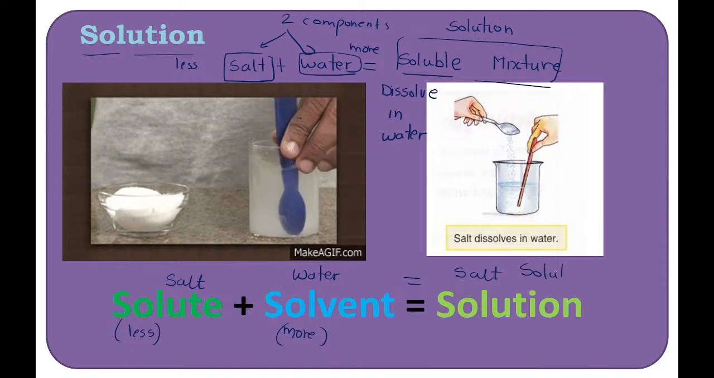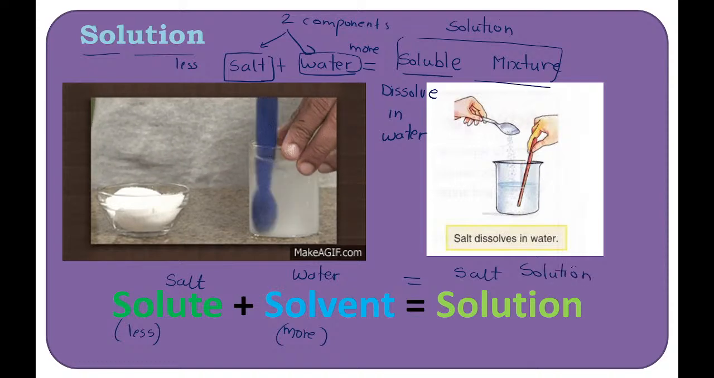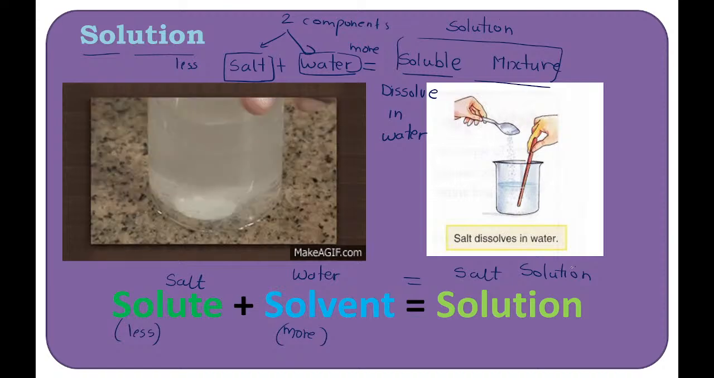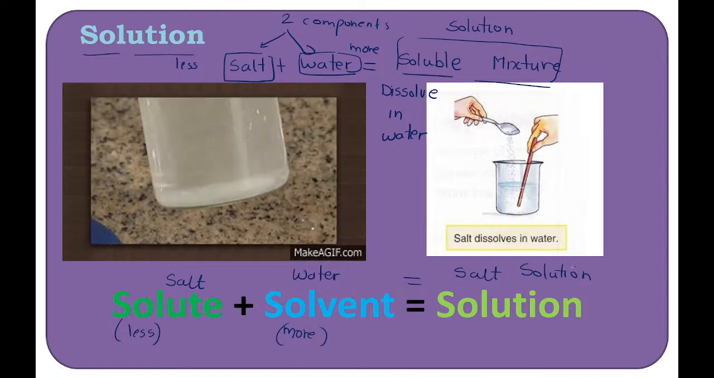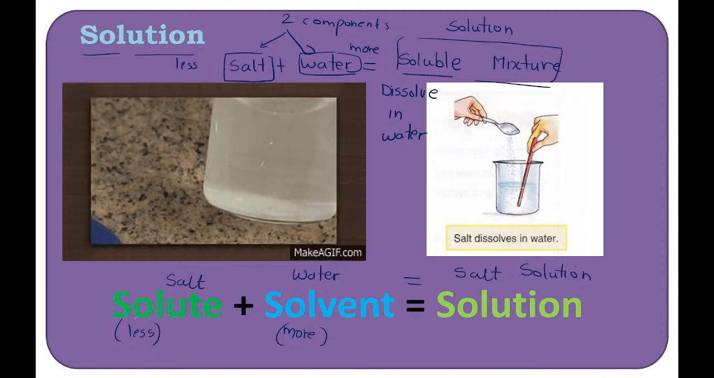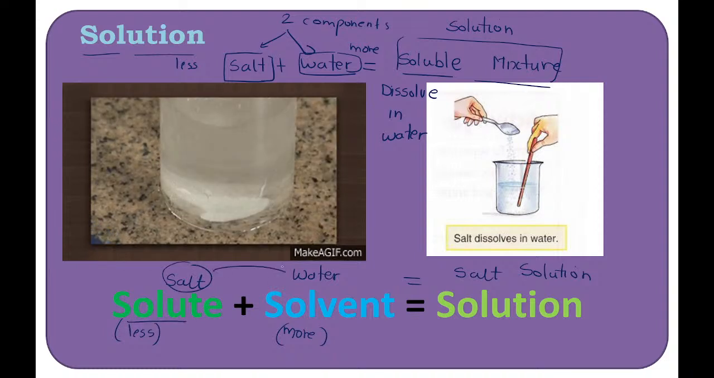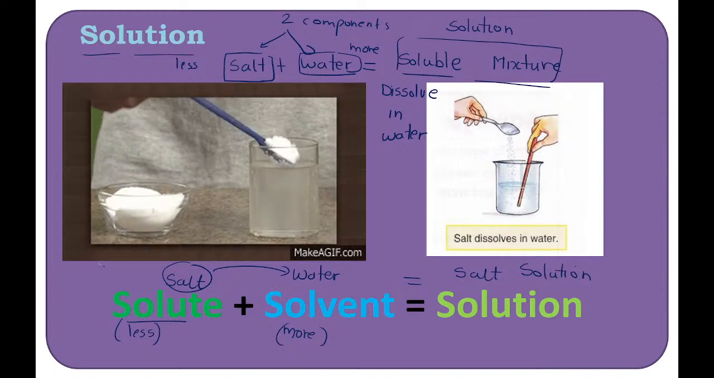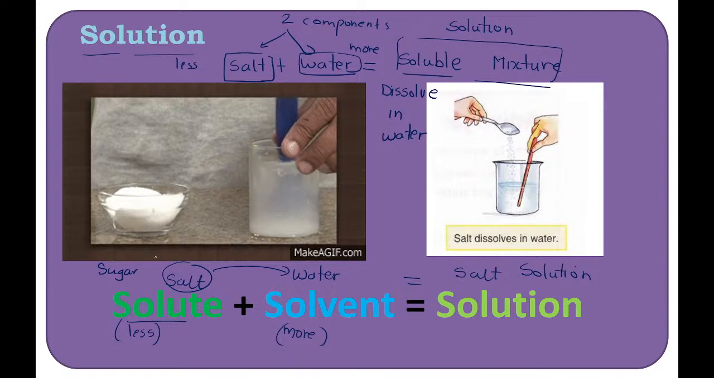So what is a solution? A solution is a mixture of two components. What are the two components? Solute and solvent. What is a solute? That component of a mixture which gets dissolved in the other component. Salt dissolved in water, or if you are taking sugar, sugar dissolved in water.